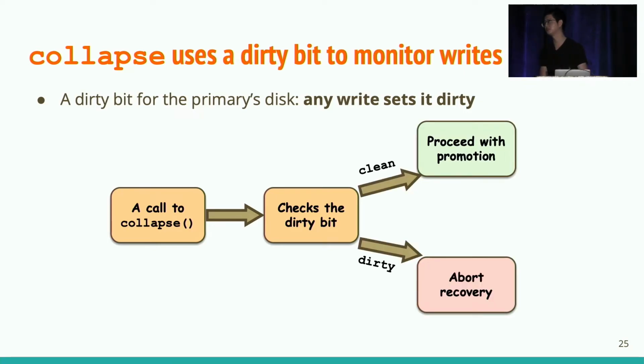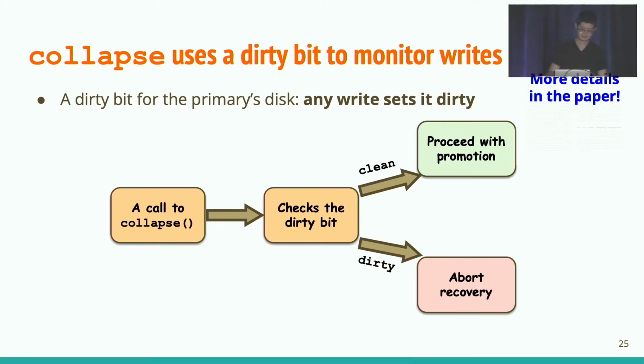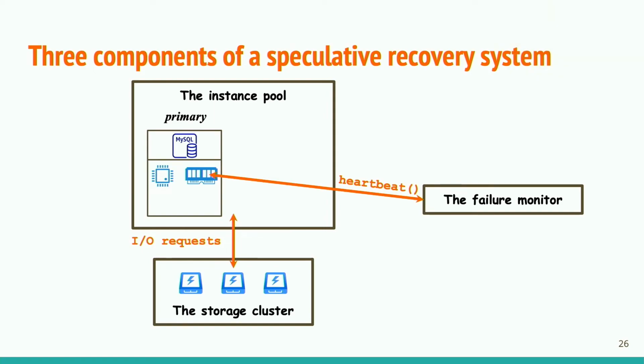So a call to collapse checks the dirty bit, and then decides what to do with the failover. If it's dirty, then we must abort recovery and continue with the primary. And if it's clean, then we can proceed with promotion and continue with the backup. And also, please see our paper for more details. So this is an overview of the system.